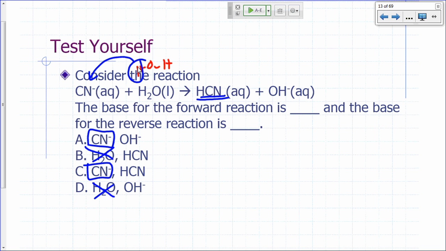What's the base for the reverse reaction? If the reaction were to go in reverse, what would have happened? How do you get back your cyanide? This H plus has to transfer over to give you water, leaving behind a cyanide. So for the reverse reaction, what's your base? It would be your hydroxide. Okay? So correct answer is A.